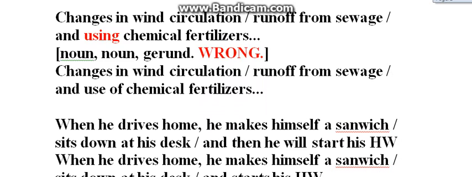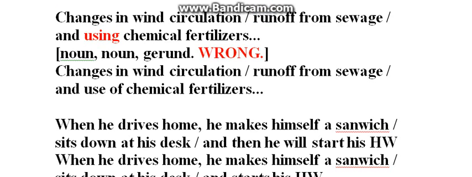Changes in wind circulation, runoff from sewage, and using chemical fertilizers, blah, blah, blah. That's just the beginning of the sentence. Is that sentence correct? No, it's not. We don't say the sentence in that way. And the reason why is because we have a noun and a gerund. So in the first part we have changes, then we have runoff, and then in the third part we have using. That's a noun, and that's a gerund. It's not parallel.